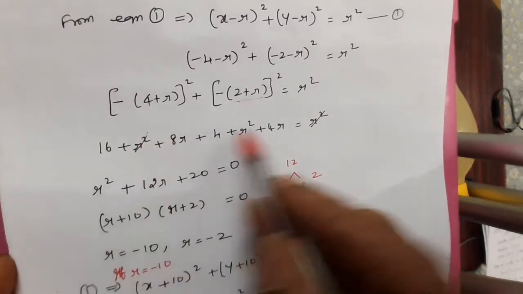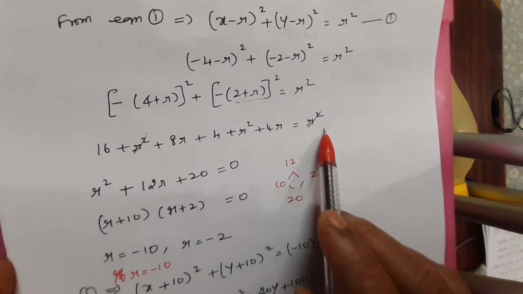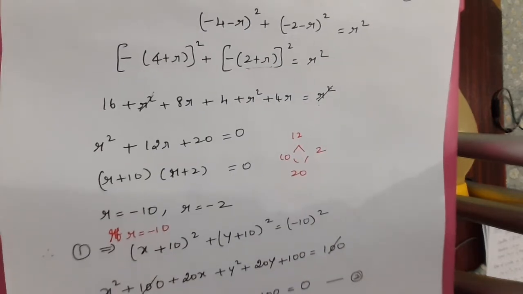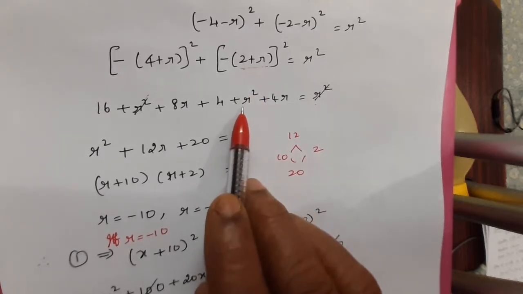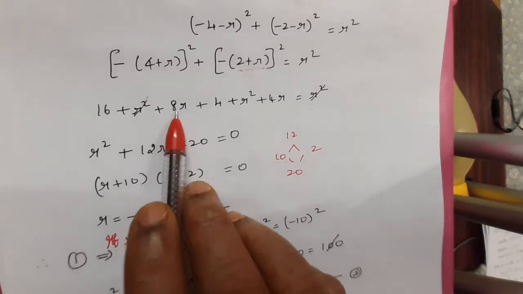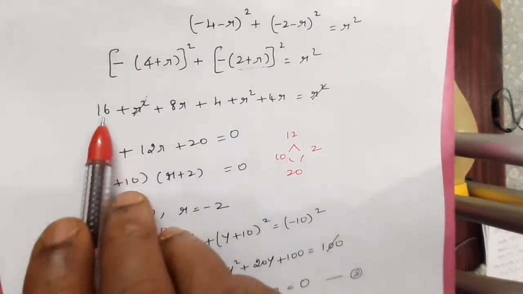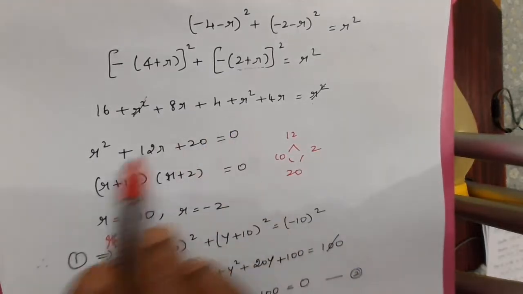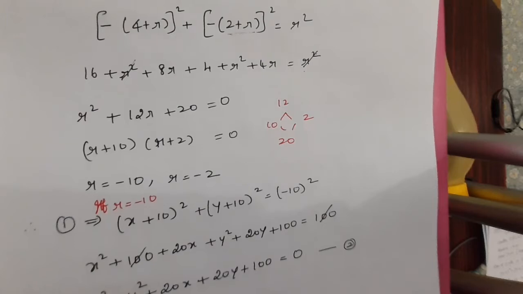So we cancel plus r squared and plus r squared, because the plus r squared goes to the right-hand side and becomes minus r squared. We cancel it here itself. Now we get a quadratic equation after we arrange the equation. What is the quadratic equation? r squared, 8r plus 4r is 12r, and 16 plus 4 is 20. So r squared plus 12r plus 20 equal to 0.